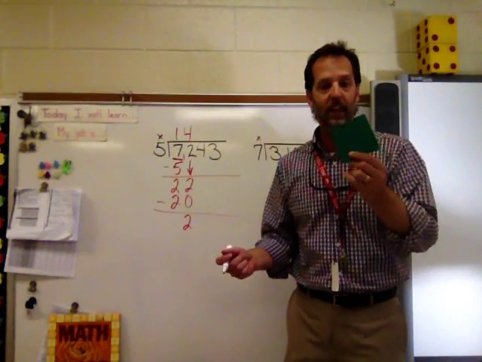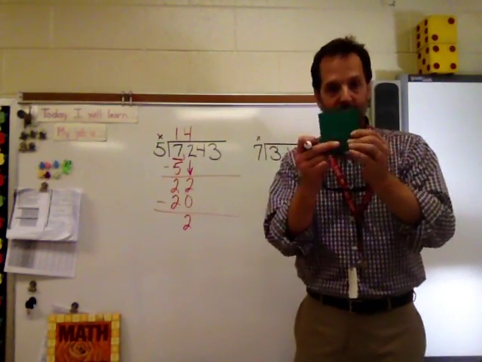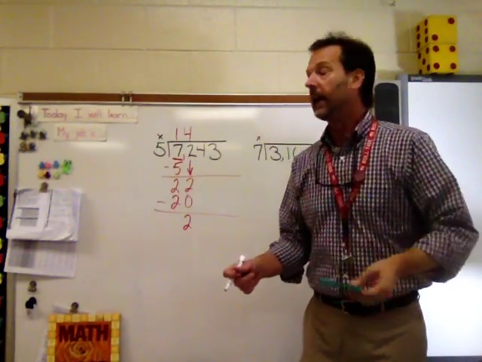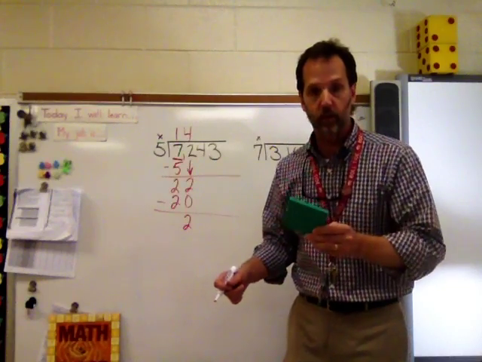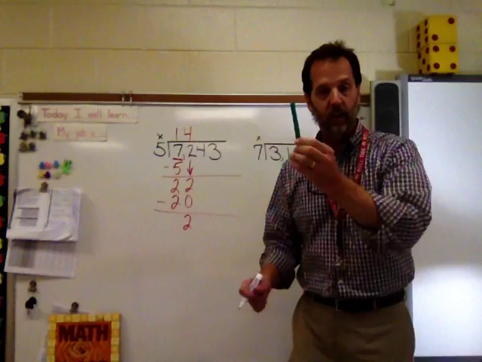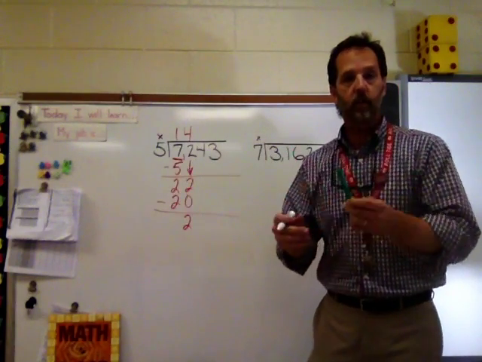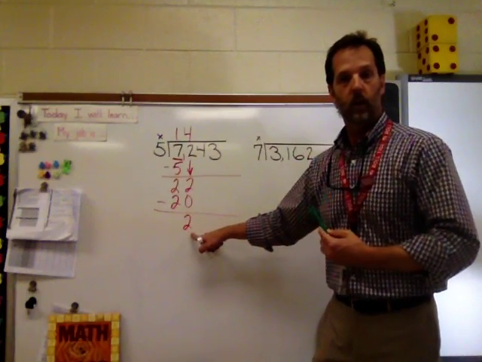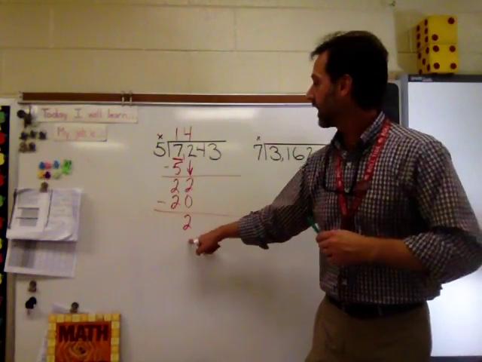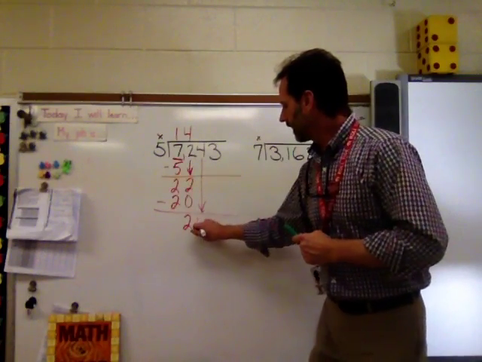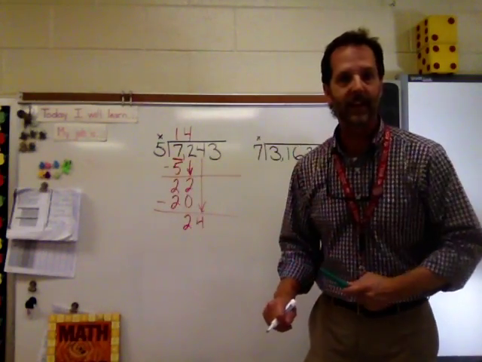I can't do anything with these. I can't break these two hundreds into 5 more groups. I only have 2 of them. I can't take 5 away. So now I've got to change these hundreds into tens. I had 2 hundreds. Each hundred is 10 of these. So if I have 2 of them, I have 20 tens. And I'm going to bring down the 4 that I had already. So now I have 24 tens.